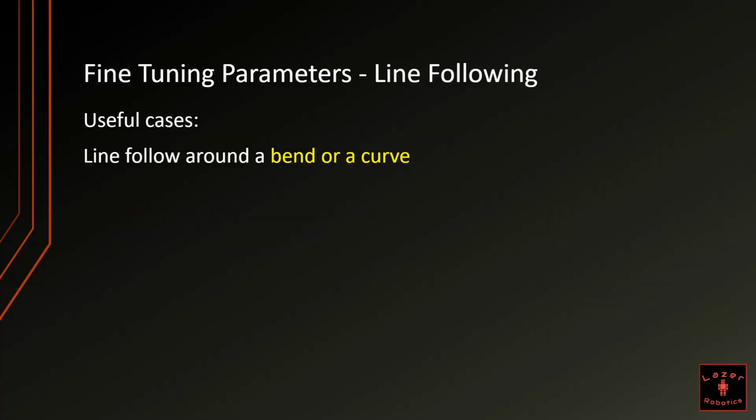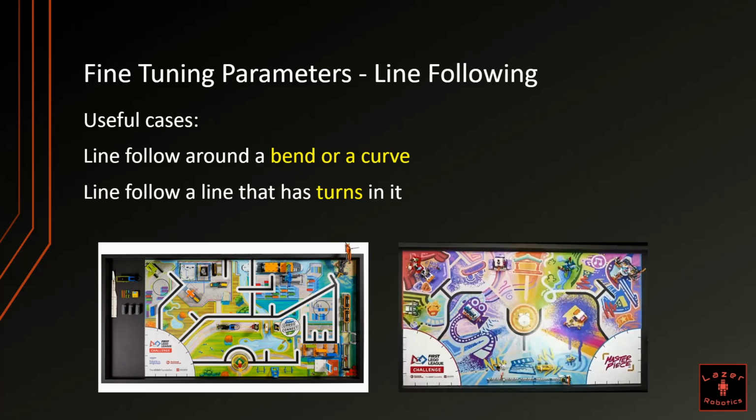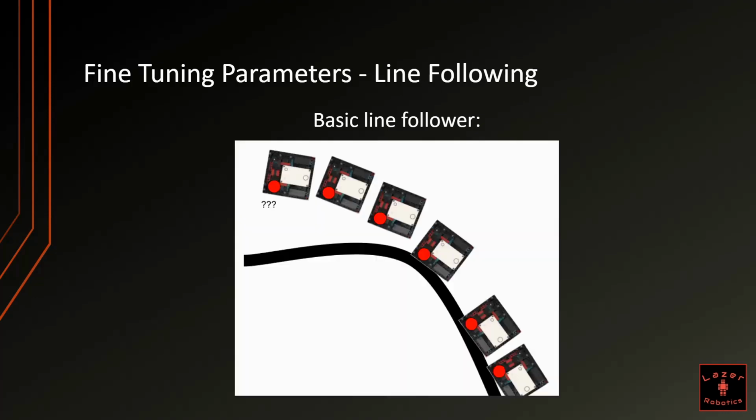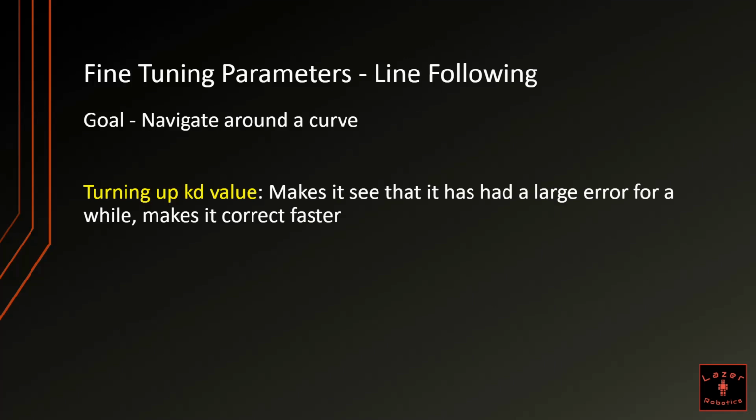Now the line following. There are several situations where having a specific set of parameters is useful. One of them is line following around bends and circles. It can also help with turns and lines. This has been particularly useful in the past several seasons, especially in the Cargo Connect season and the current Masterpiece season. If you try to use a basic line follower built to move on a straight line to navigate around a curve, what will most likely happen is that it will see that there is an intense increase in white or black value and try to correct it, but it will not correct quickly enough to be able to stay on the line. The way we get around it is to turn up the Kd value a lot.